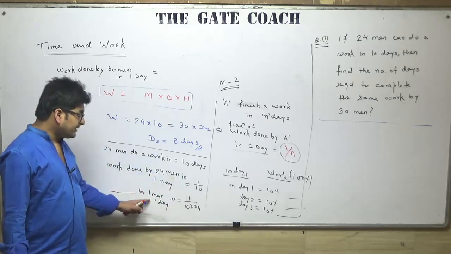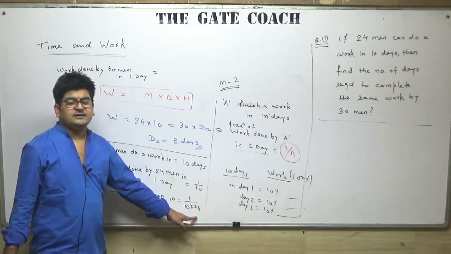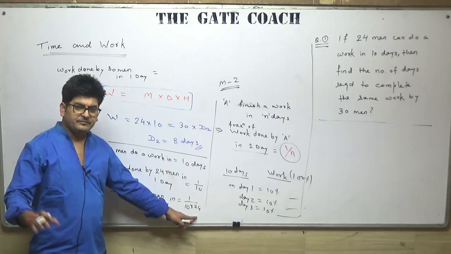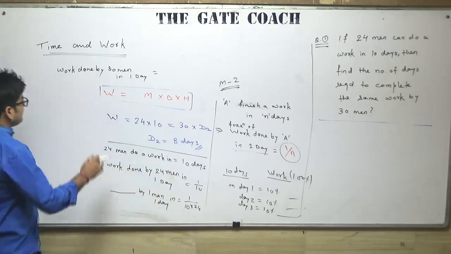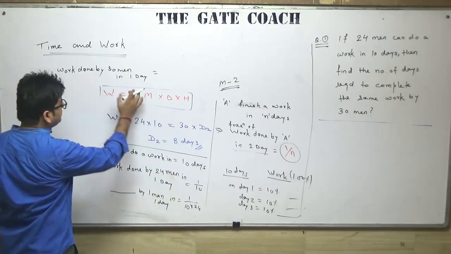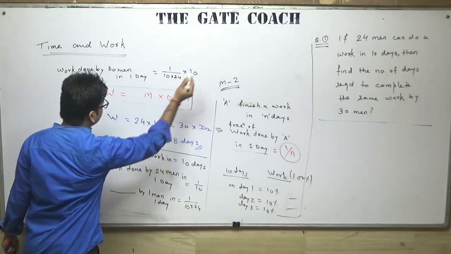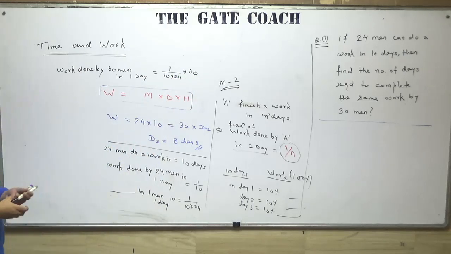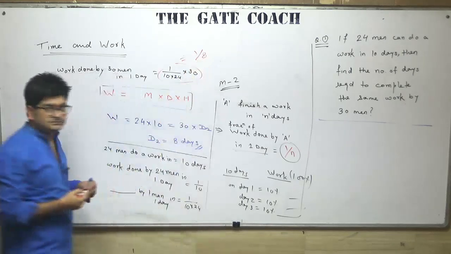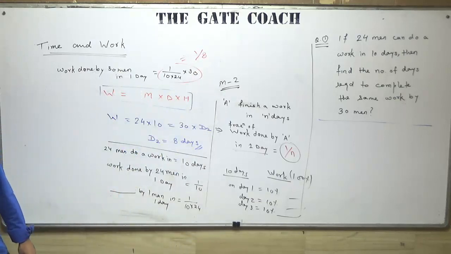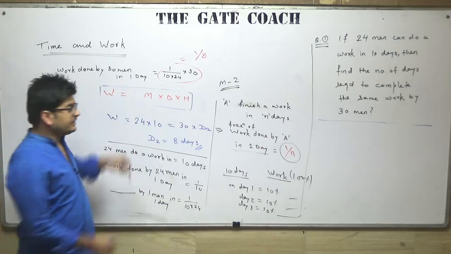So work done by 1 man in 1 day will be 1 upon 10 into 24, assuming that all men are doing the work with the same efficiency. So work done by 30 men in one day will be 1 by 10 into 24 multiplied by 30, that is 1 by 8. So this is the work done by 30 men in one day.